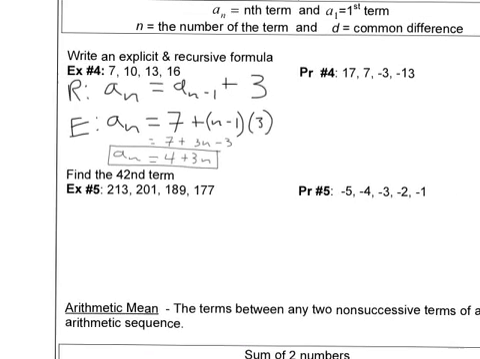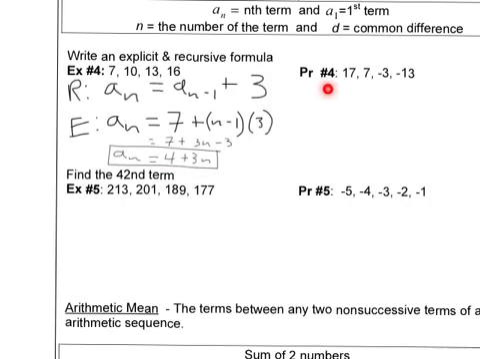So what we're saying here is we could just plug in an n, and if we wanted the 10th term, we plug in a 10, it's going to be 30 plus 4, 34. The 10th term is going to be 34.